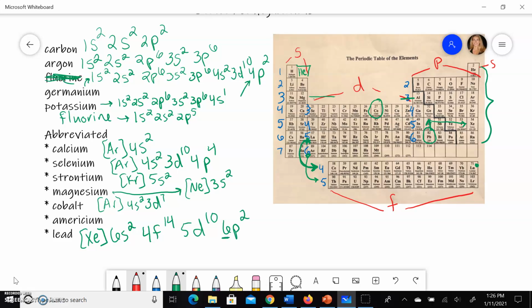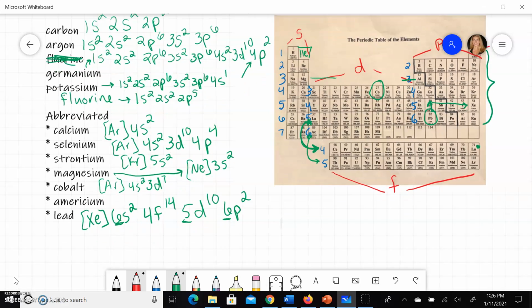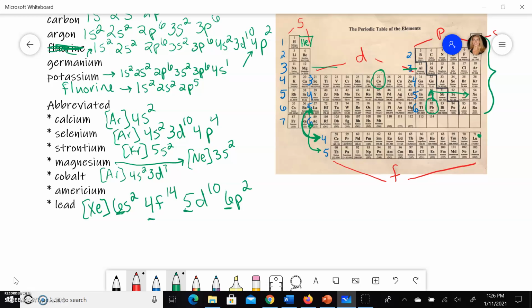So notice that these 2 numbers match. The S and the P will always match. D will always be 1 less, and then F is going to be 2 less than the S and the P.